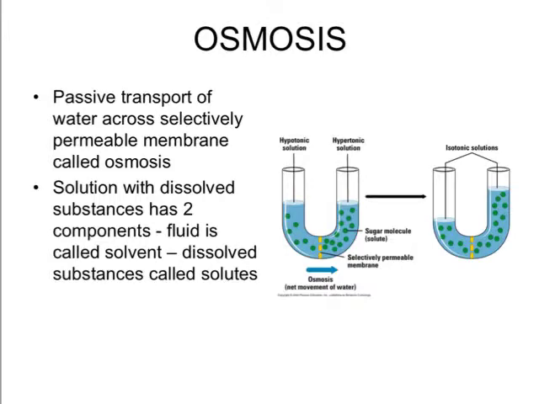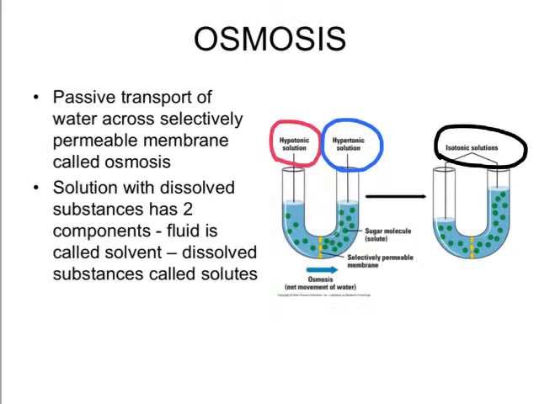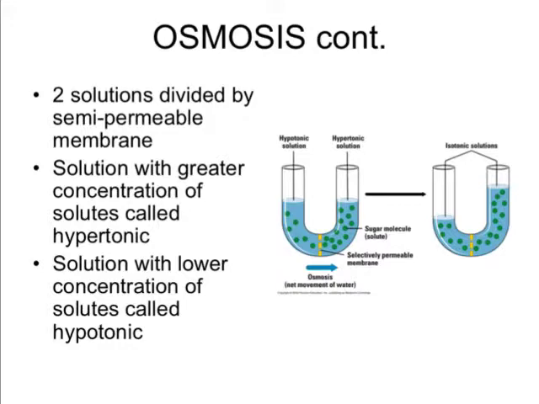So when water diffuses across the plasma membrane, we call that osmosis. We're going to take a look at 3 different types of solutions depending on the concentration of water and solutes on one side of a membrane versus the other. In this picture, we have 2 solutions that are divided by a semi-permeable membrane that is represented by those dashed lines. Now, if we see in the picture on the left, we have a solution with greater concentration of solutes on the right-hand side, and that's what we call a hypertonic solution.